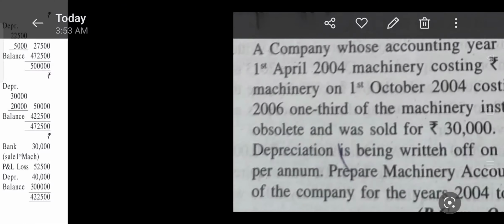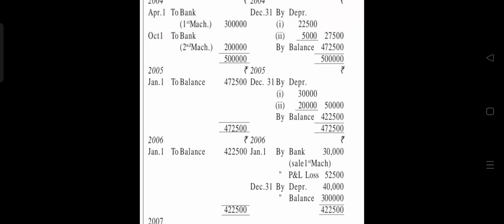Here we are not charging any depreciation, but we have a second entry, that is after sales we are receiving a certain amount, so we are posting that by bank. We are selling it for 30,000 rupees.